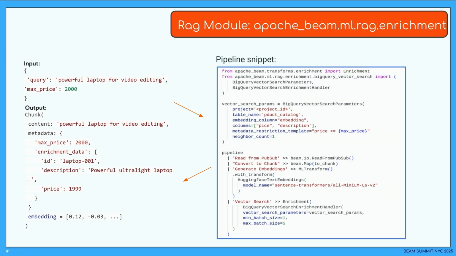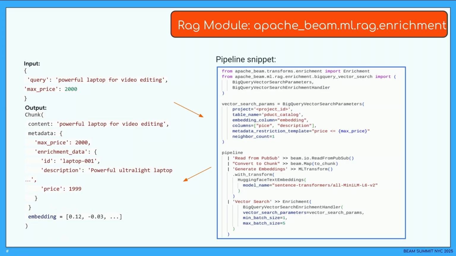The next step is to configure our enrichment handler. Here we can see the BigQuery vector search parameters. This is telling enrichment how to query our vector database. The table is the product catalog, the table that contains the embeddings. The column is just called embedding. The columns we want to retrieve are the price and description. We have a metadata filter, so we pre-filter the table, and let's only return the first most relevant result.